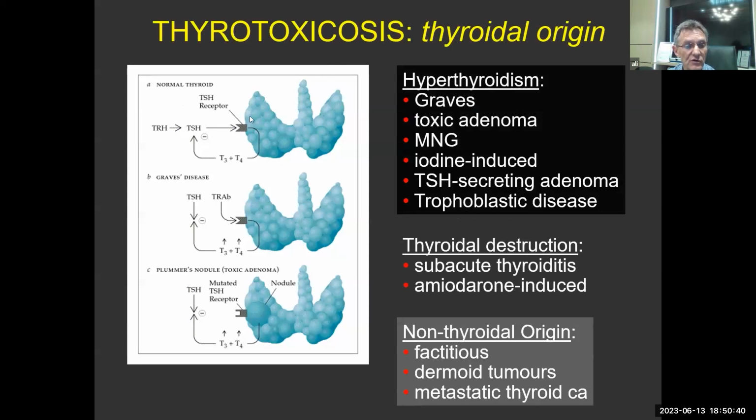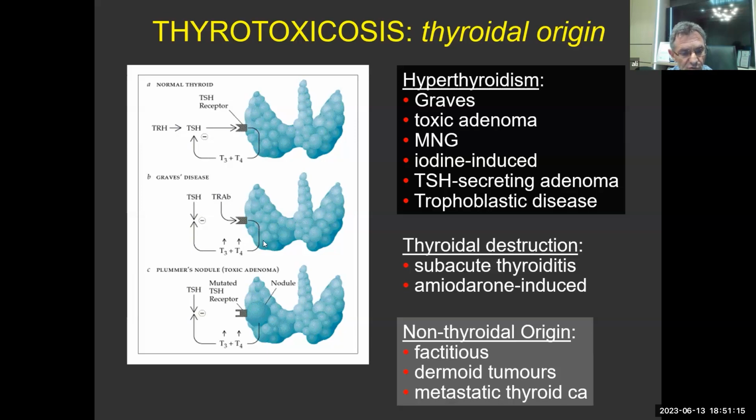So in this cartoon on the left, you can see a thyroid gland. You can see the TSH receptor. And so the TSH will bind to its receptor, cause the thyroid gland to secrete T3 and T4, which will feed back on itself. Now, in Graves' disease, which we'll speak about, that TSH receptor is stimulated by a thyroid receptor antibody, and that's endogenously independent of TSH.